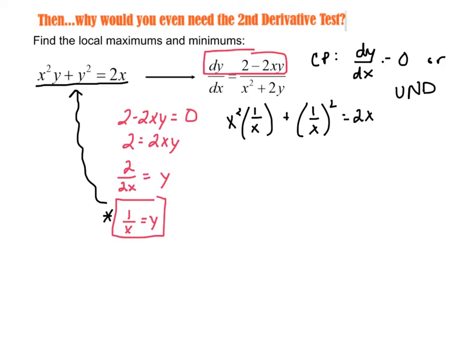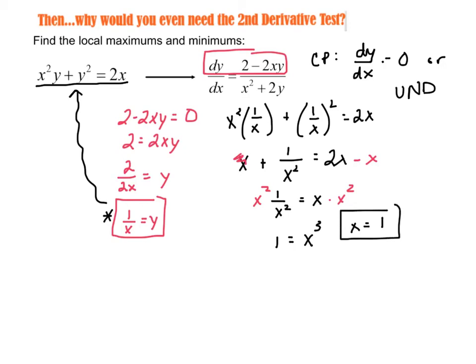Like that. Okay. Now the nice thing is this gets me down to one variable. X squared multiplied by 1 over x is x. 1 over x squared is 1 over x squared. Equals 2x. Going to get some things together. Subtract x over here. 2x minus x is just x. Maybe multiply both sides by x squared. So I've got 1 equals x cubed. So x has to be 1.